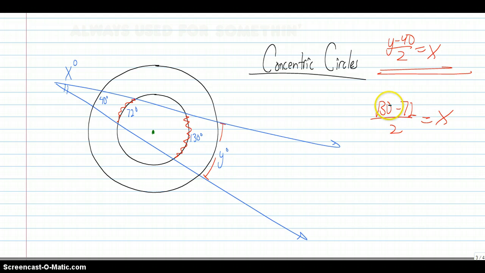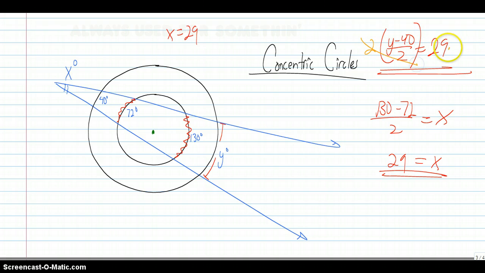130 minus 72 divided by 2 is 29. So there's one of our variables. X equals 29. And if I plug 29 in for x in the other equation and start solving this one, I can find out my y value. Multiply by 2, multiply by 2. Y minus 40 equals 58. Add 40 to both sides, and I get that y equals 98.